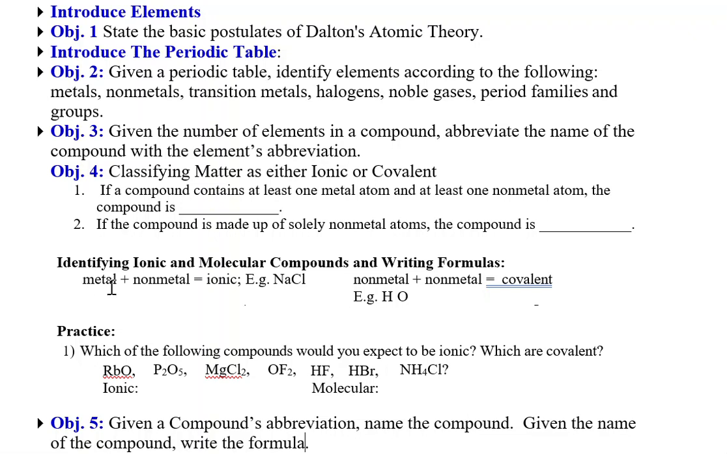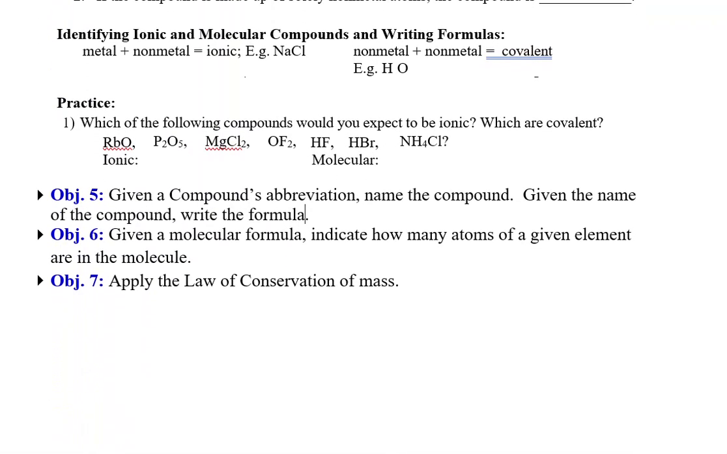So once again, a metal plus a nonmetal is an ionic compound. Sodium chloride is an example of that. And nonmetals plus nonmetals give a covalent compound, and H2O would be an example of that. So I want you to look at this practice here. Which of the following would you expect to be ionic and which are covalent? In order to do that, we have to see if one of these is a metal and if the other one is a nonmetal for it to be ionic.